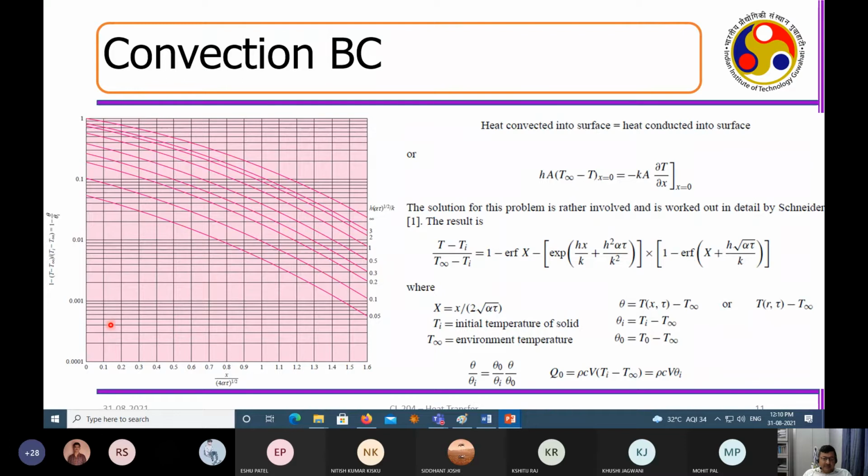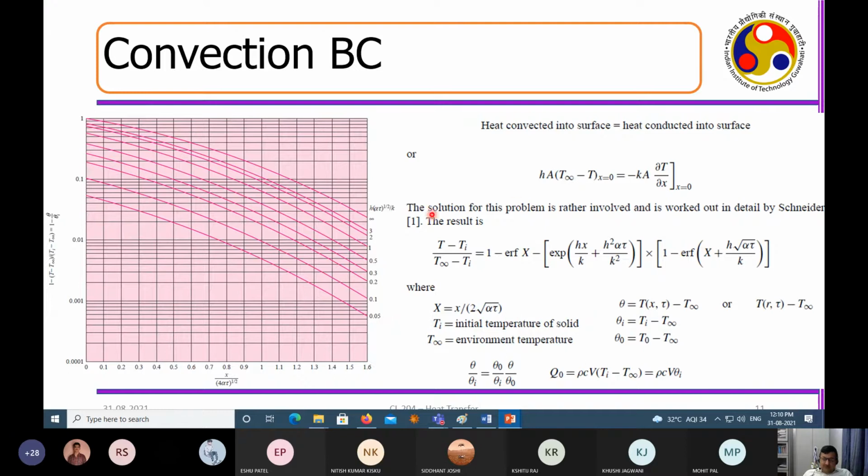You may see that it has been plotted here in terms of x. You can see this 4 alpha tau. Alpha is what? Thermal diffusivity. What is the unit? Meter square per second. What is tau? Second. So this is essentially meter square, and meter square to the power half means meter. So x is the distance in the x direction, divided by the square root of 4 alpha tau, which is another distance. So x by (4 alpha tau) to the power half is a dimensionless parameter. So this is the x-directional dimensionless parameter. This is the temperature dimensionless parameter, and these are the dimensionless time.